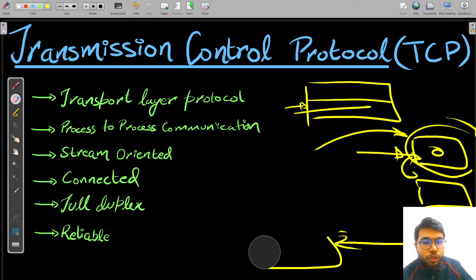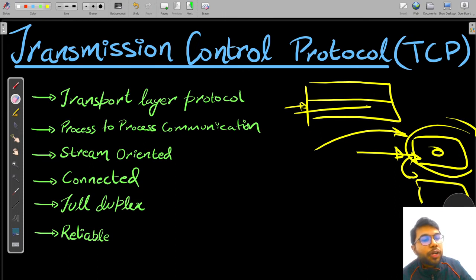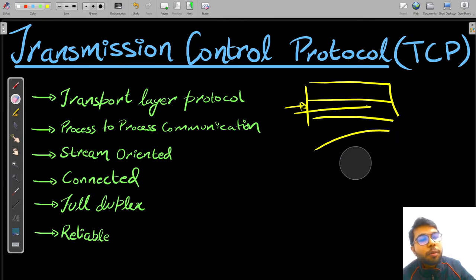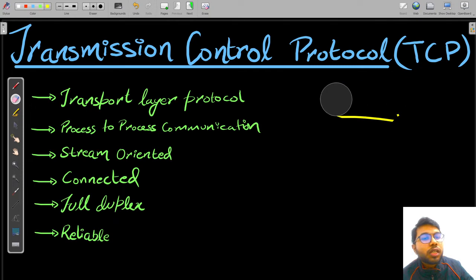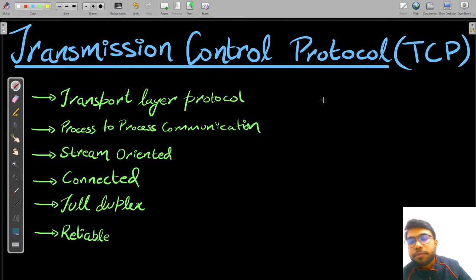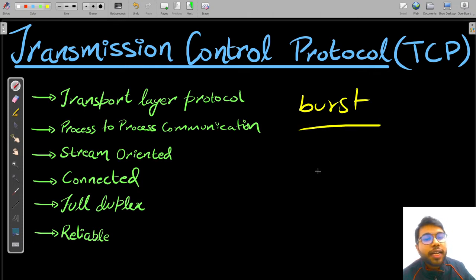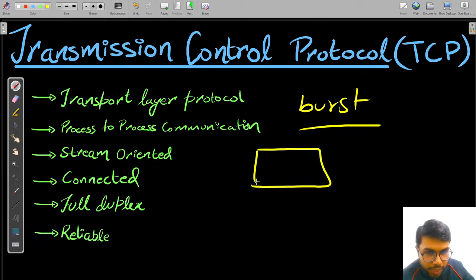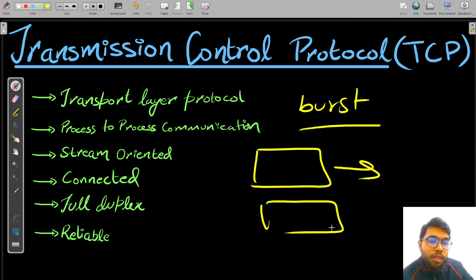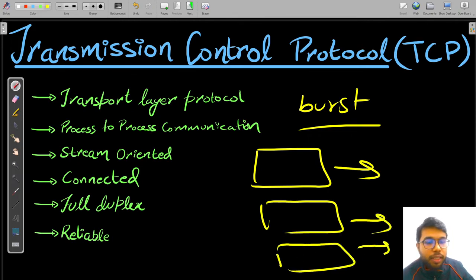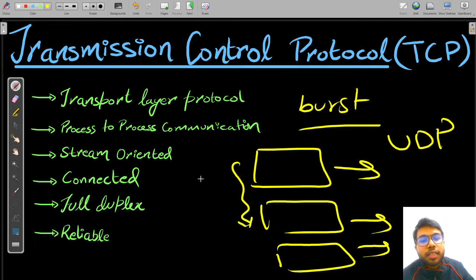All right. So what does stream oriented mean? Do you remember what UDP was? UDP was message oriented, right? And that meant that we are sending burst data. I send something as a message, I send burst data, I send, then I stop, I send, then I stop, I send, then I stop. That is what was happening in our UDP. And we said that this is fairly unreliable, right?